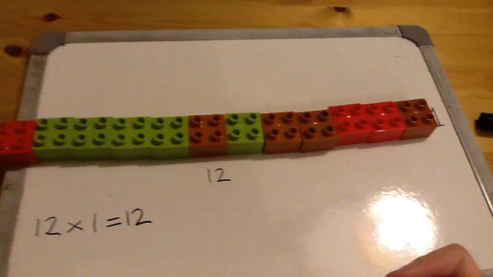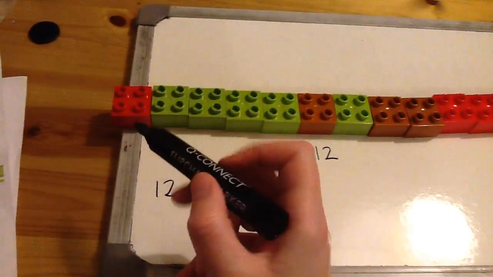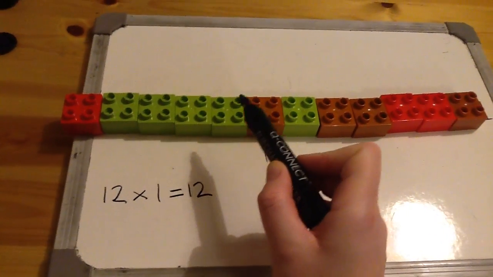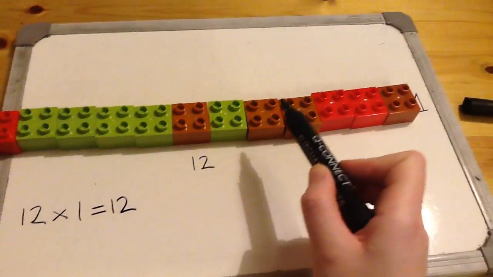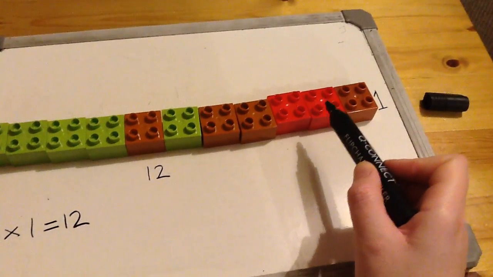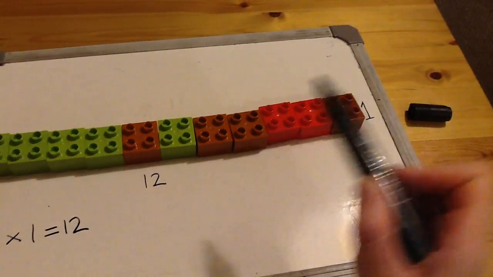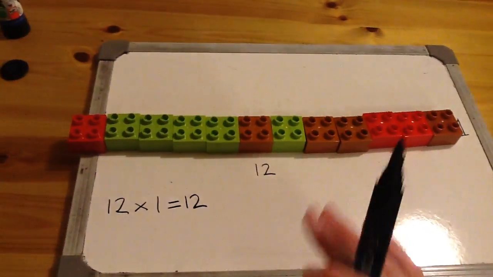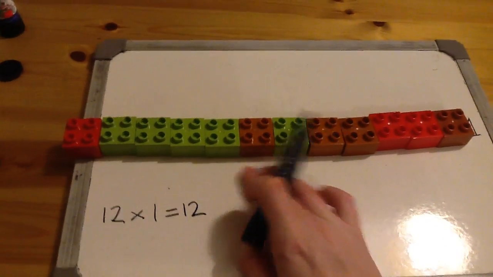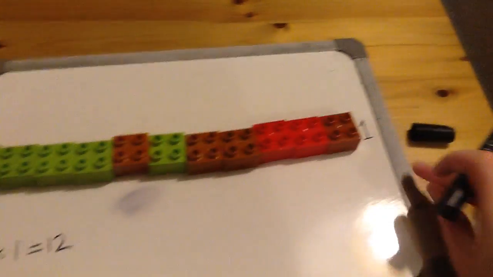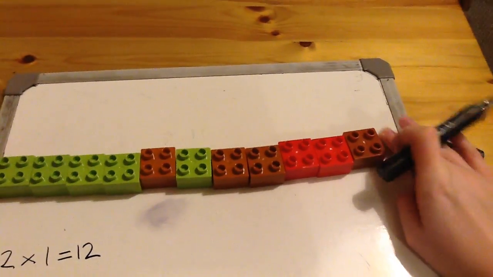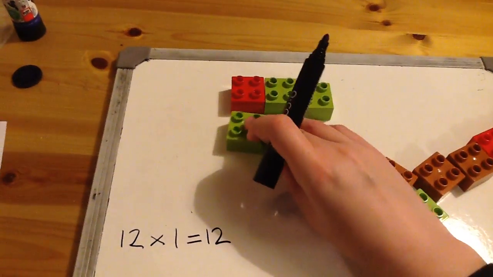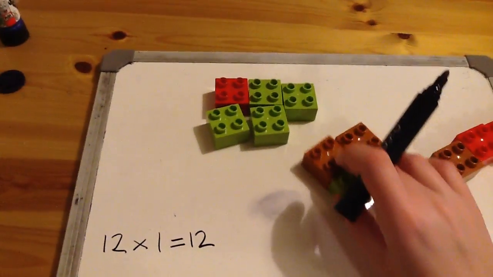which is 12. If I was going to do this as repeated addition, it would be 1, add 1, add 1, add 1, add 1, add 1, add 1, add 1, add 1, add 1, add 1, add 1 equals 12. Okay. The good thing about 12 is that I can make it into a different array. So I'm just going to get rid of my 12 and my 1 here, and I'm going to move them into a different array.